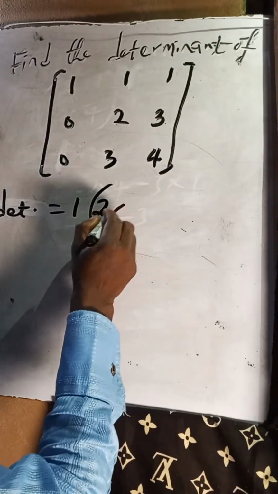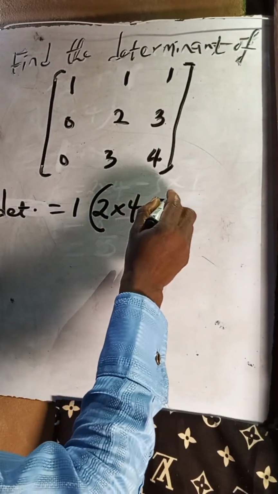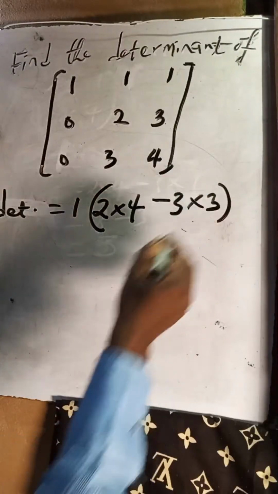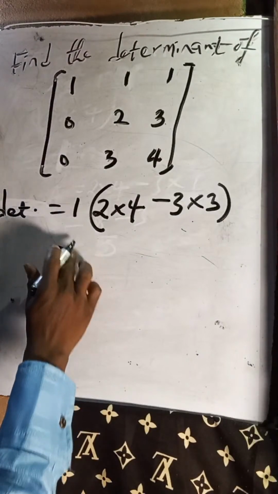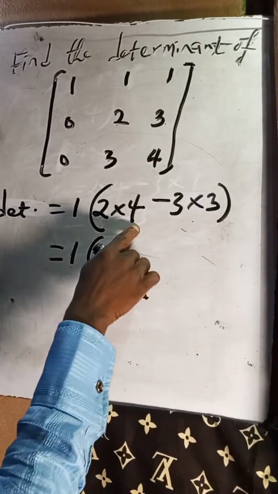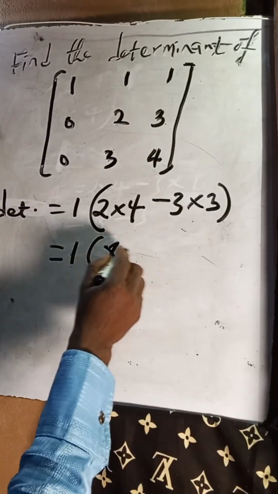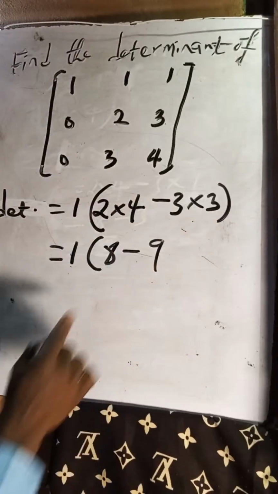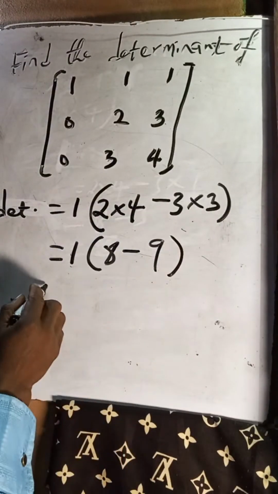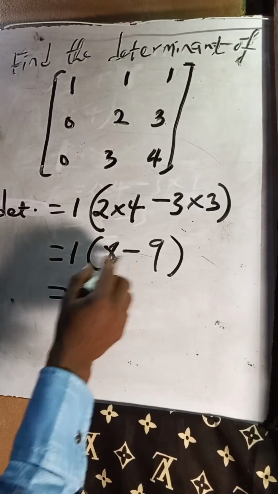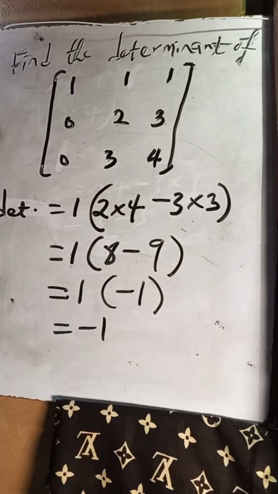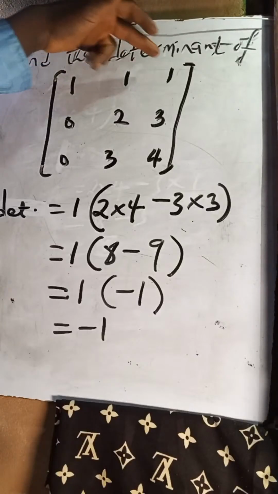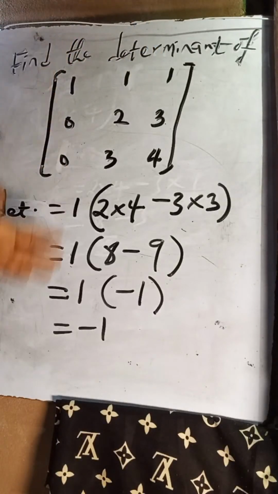That is 2 times 4 minus 3 times 3, and this is 1. Then 2 times 4 is 8 minus 3 times 3, which is 9. So this gives 1 bracket, minus 1, and that gives minus 1. This is the determinant. Don't worry yourself trying to go for the others, it is not necessary. Just use this rule.